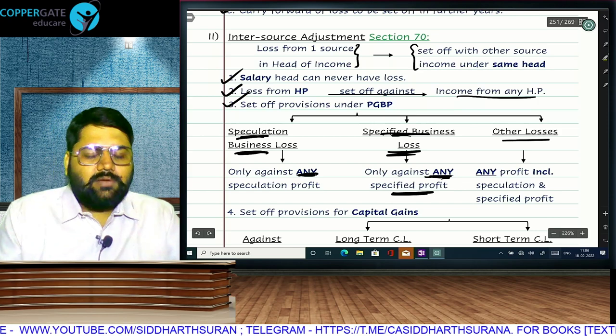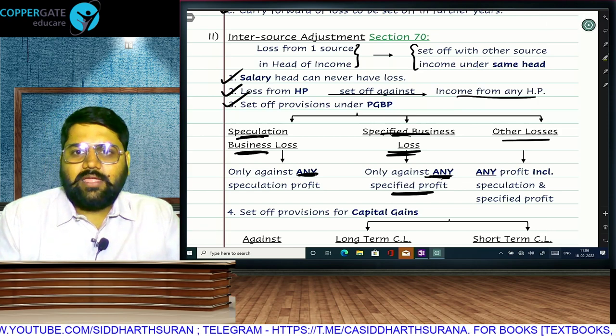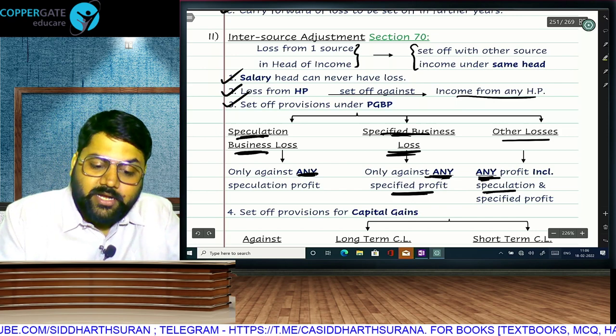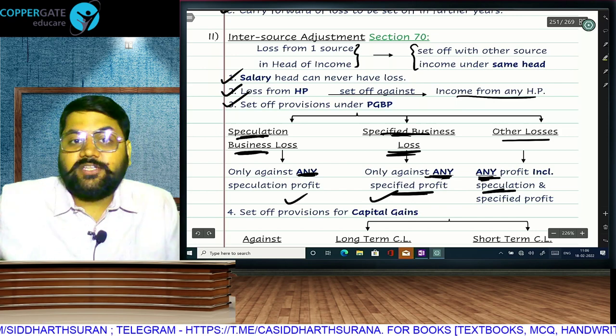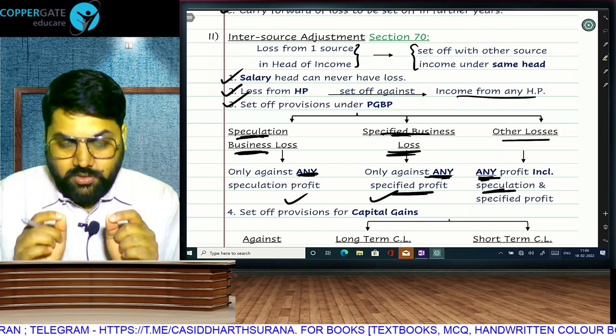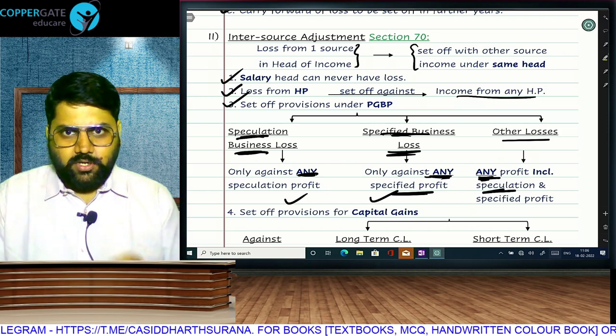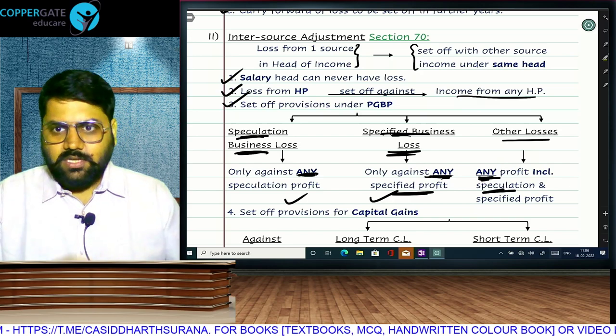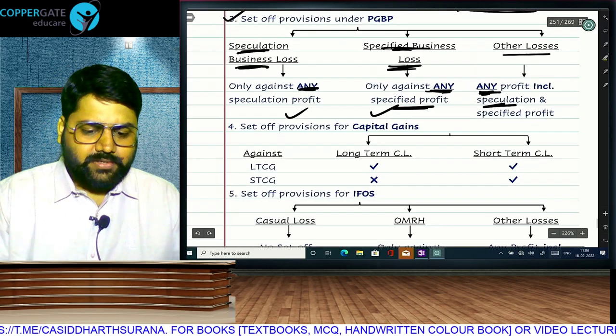And other losses, businesses like furniture, electronic, etc., can be adjusted against any profit, including speculation and specified profit. There is no restriction on speculation profit or specified profit. The restriction is only on speculation loss and specified loss. There is no restriction on the profit.